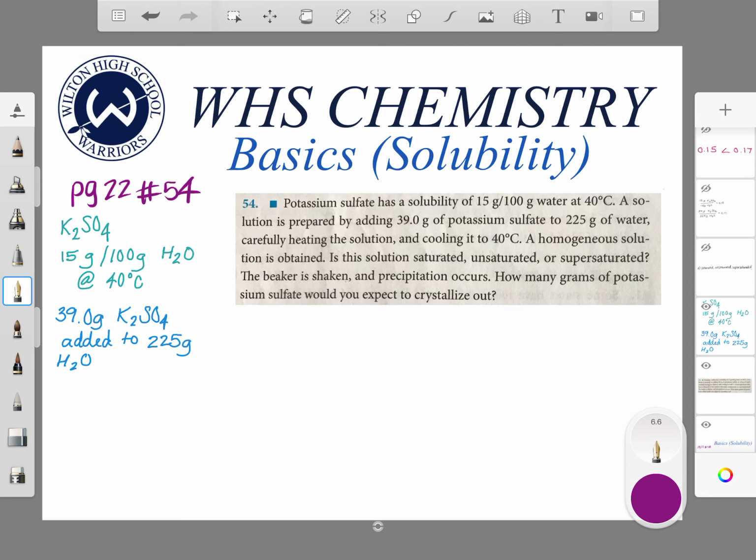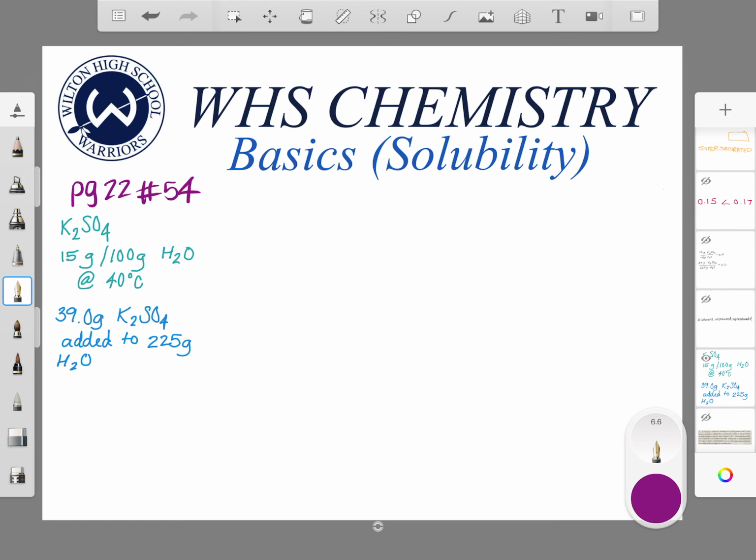So now that we have our givens written out, we can start solving this problem. We have two steps. We have two problems we have to figure out. The first one they ask us to solve is: is the solution saturated, unsaturated, or supersaturated?